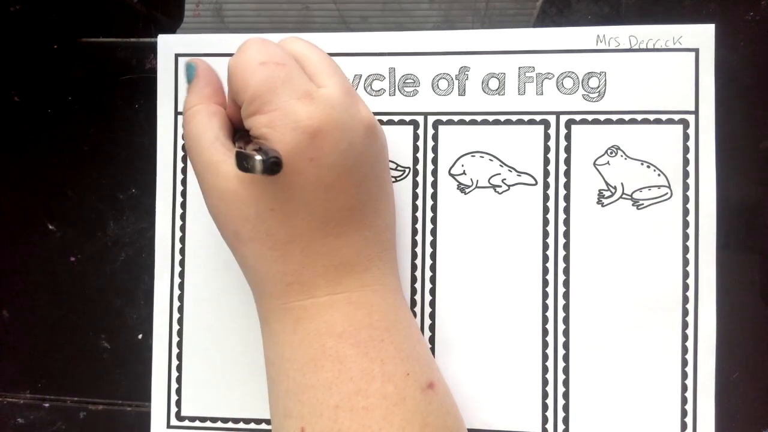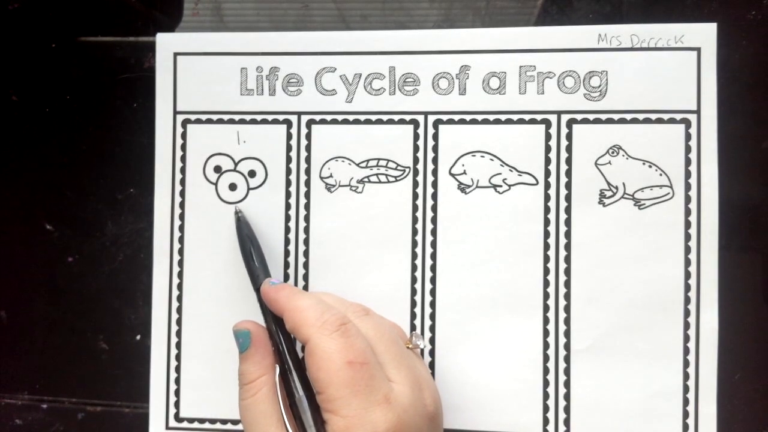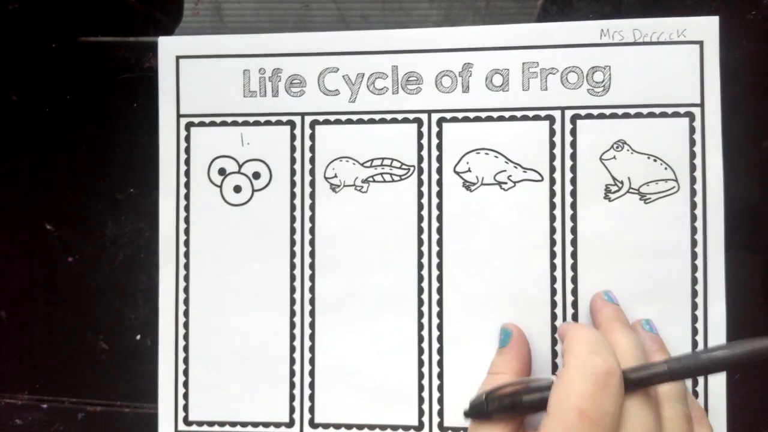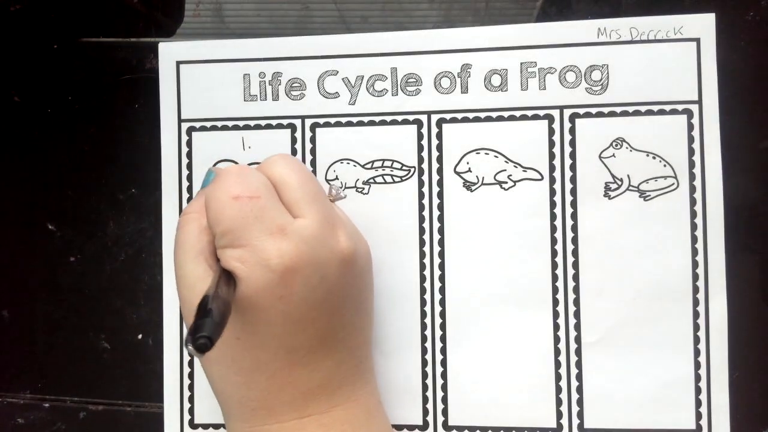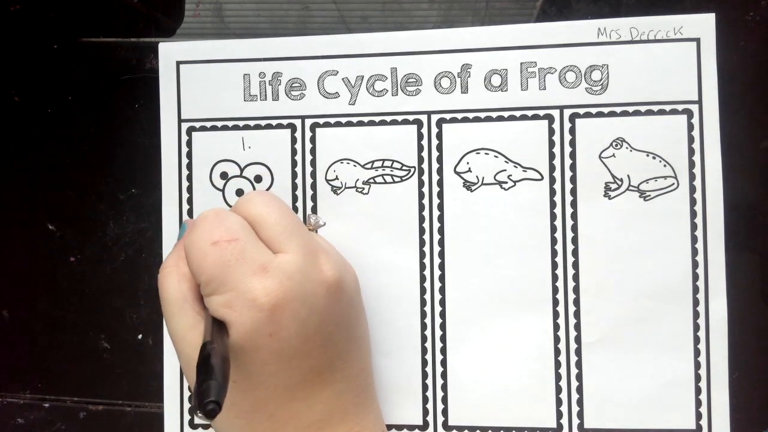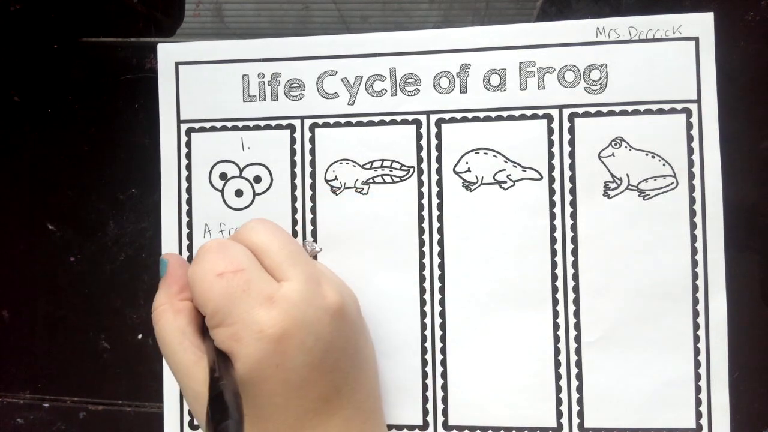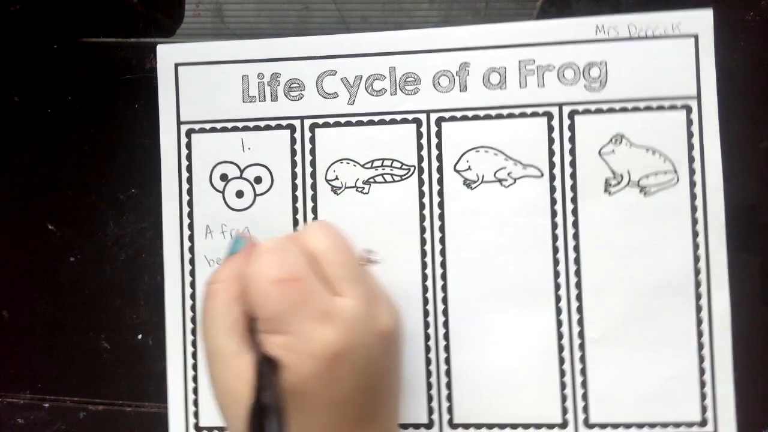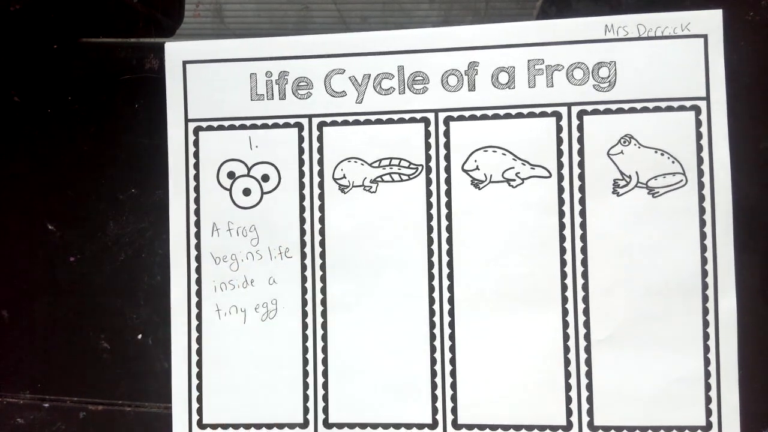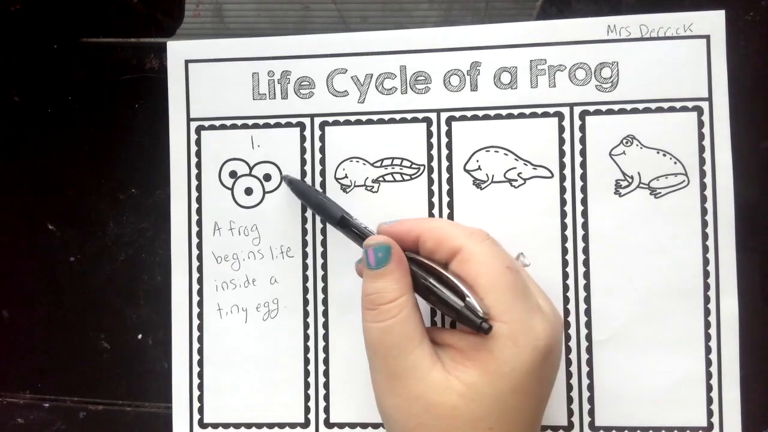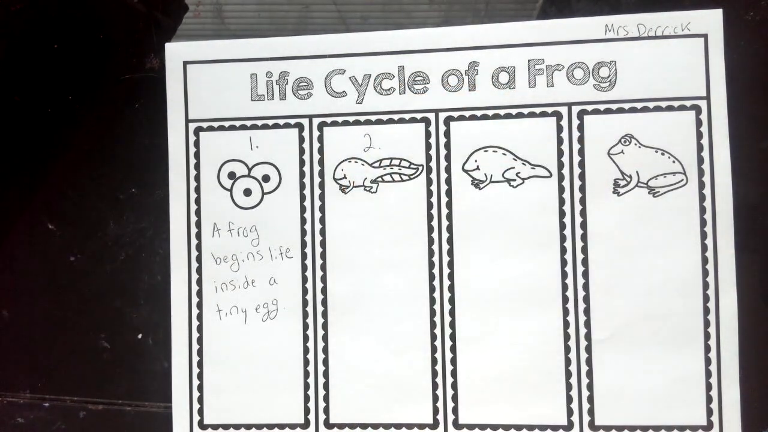So, our first stage here, we have our frog eggs. That's how their life cycle begins. They start out as eggs. So a frog begins life inside a tiny egg is step 1. First our egg, then we have our tadpole is the next step.